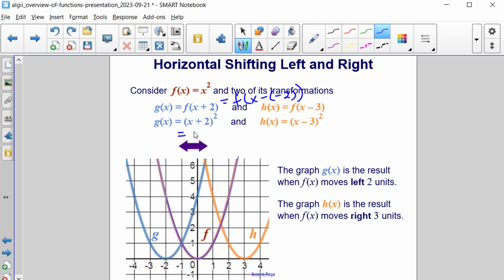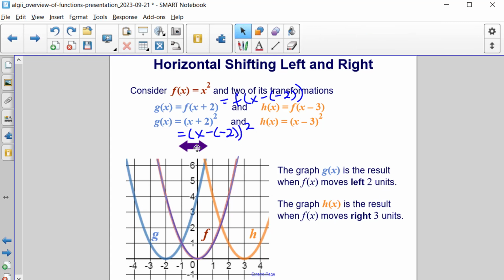And if we wrote it in the function notation and got rid of the f of, it would be x minus -2 squared. So that's why we are moving f to the left 2 spaces, or 2 units, to get to g. Now let's look at h.